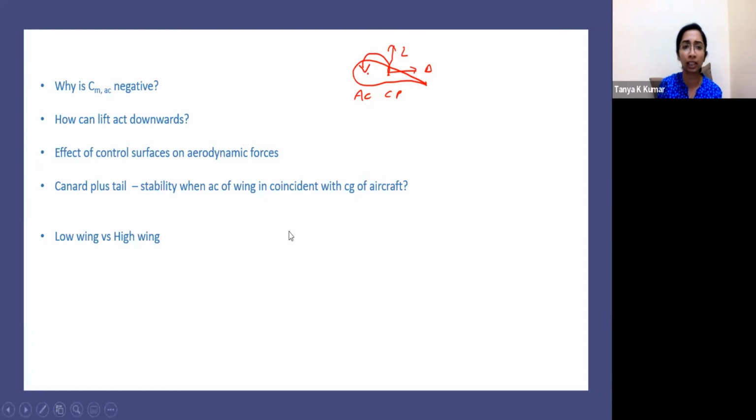Next question that was asked is how can lift act downwards? The reference video that was put up with this question dealt with the wing-tail configuration. What was mentioned was that the wing is at a positive angle, this is the wing, and the tail was at a negative angle of attack. Bear with my drawing. So what happens here?